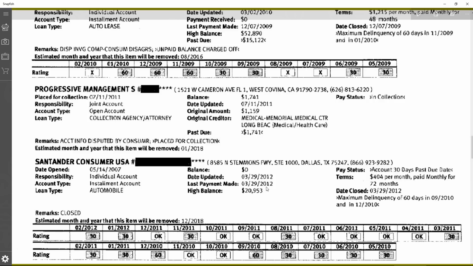What's wrong with this credit report? You see, the credit bureau's job is to report 100% accurate. The same thing with the creditors, the furnishers. They must report 100% accurate. Your job is to make sure they're doing that. All right, last payment made. Is this correct? All right, date updated. Okay, high balance. Look at this, $20,000. Is this correct? Is this the high balance? Right. Payment status, account 30 days past due.